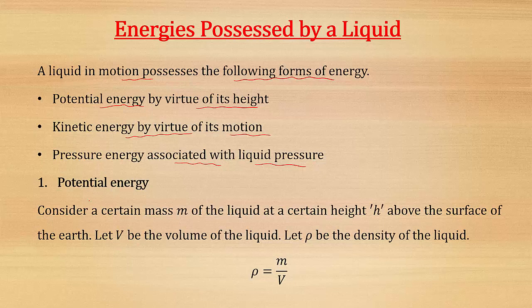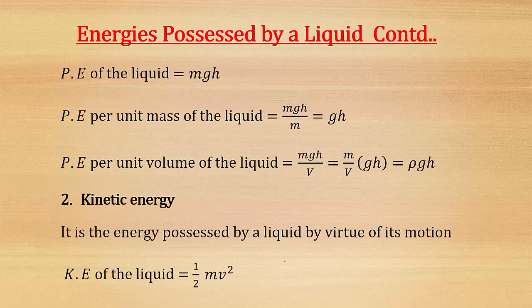When it comes to potential energy, consider a certain mass m of the liquid at a certain height h above the surface of the earth. V is the volume of the liquid, rho is the density of the liquid. So we have this equation, rho equal to m divided by V. Is it clear? Mass per unit volume gives density. Then the potential energy of the liquid, generally we know the equation mgh. Potential energy means P equal to mgh. Then potential energy per unit mass of the liquid: mgh is the potential energy, per unit mass means divided by m. M will get cancelled. We got gh.